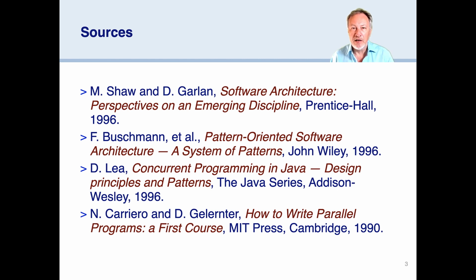Another important source dating from the same time is the book by Frank Buschmann and colleagues. This came out shortly after the Design Patterns book, and Buschmann and his colleagues were focusing on design patterns more at the architectural level. Of course, I'm also referring to Doug Lea's book on concurrent programming in Java. He also has quite a bit to say, particularly about data flow architectures. And finally, I'm referring to the classic paper and subsequent book by Carriero and Gelernter on Linda, on how to write parallel programs using Linda.